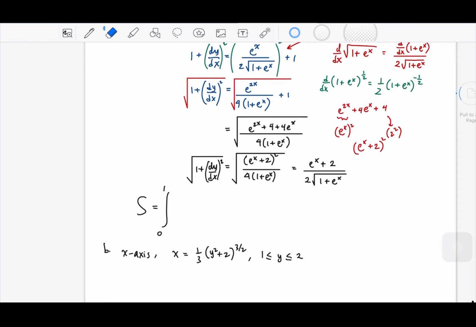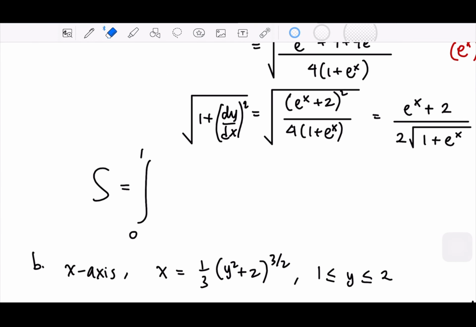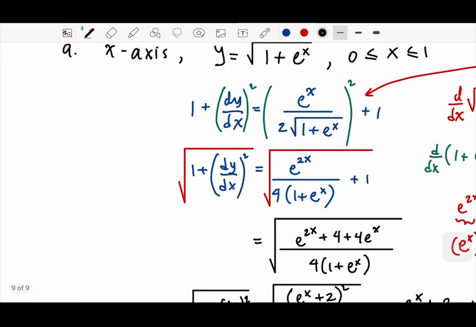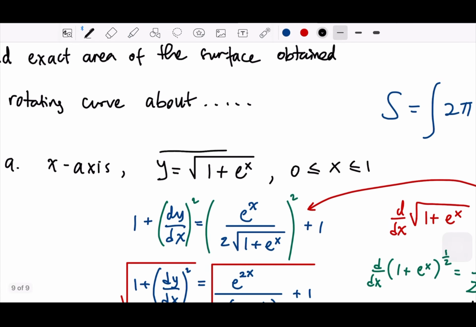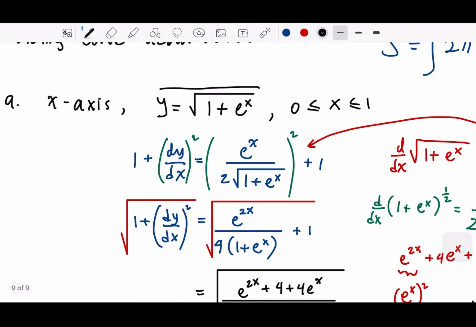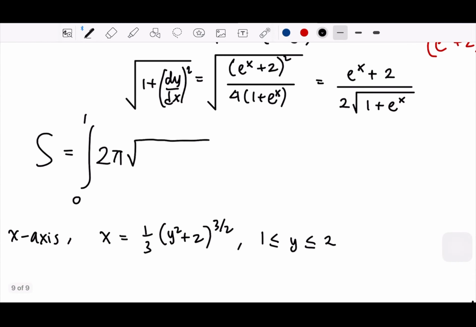Here 2 pi y ds, right? 2 pi y. So 2 pi, and y is f of x, and our f of x is this. Our y is the square root of 1 plus e to the x, and then multiply with ds. ds is this, e to the x plus 2. But because we already entered the integration, then we need to add dx at the end.